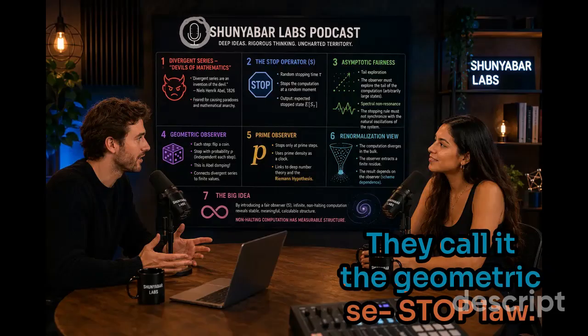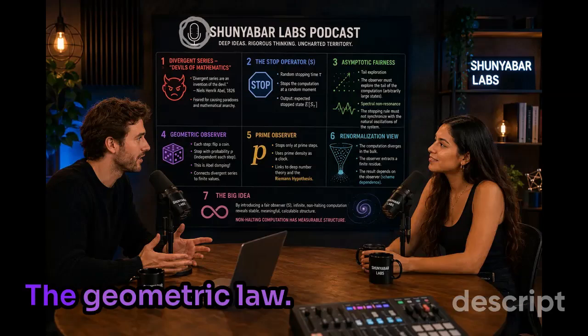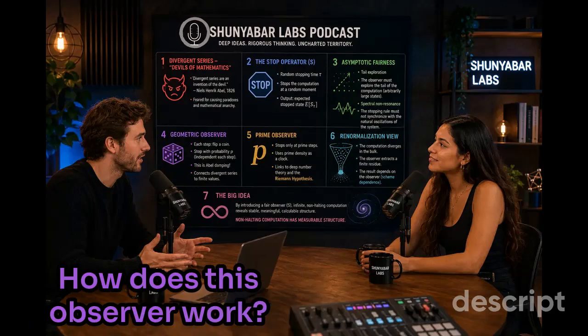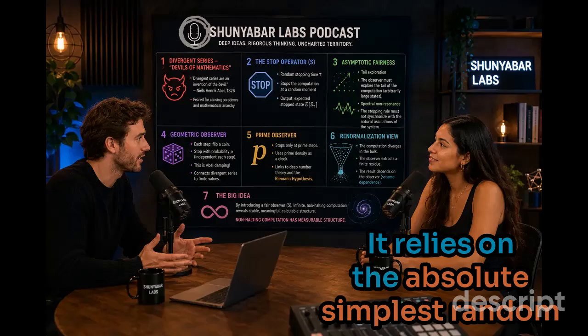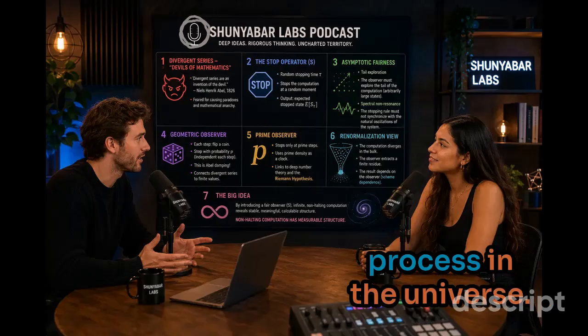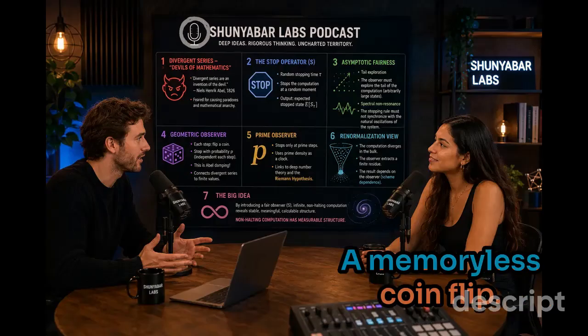They call it the geometric STP law. The geometric law. This is where we get to start testing things. How does this observer work? It relies on the absolute simplest random process in the universe. Yeah. A memoryless coin flip.